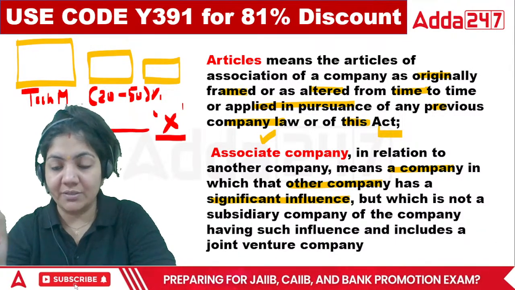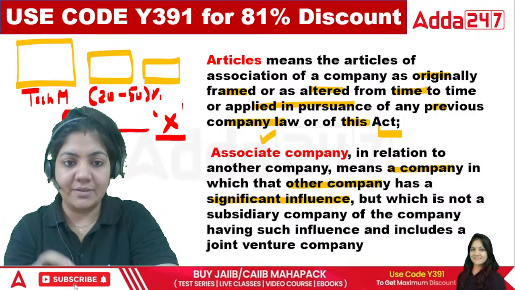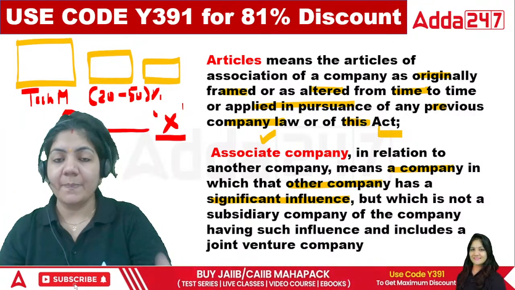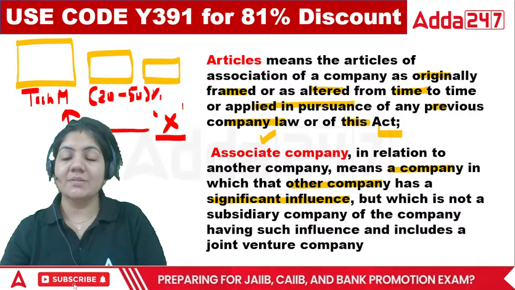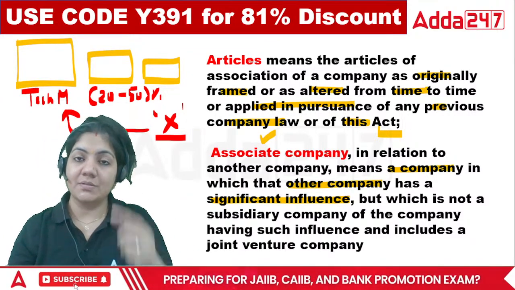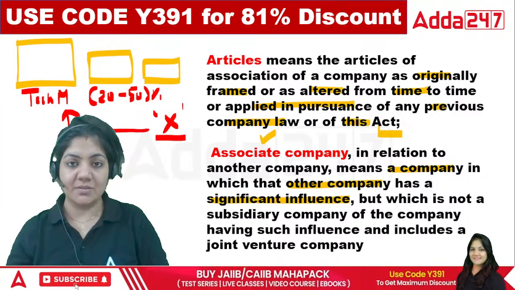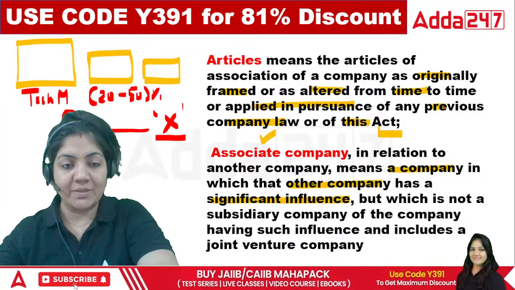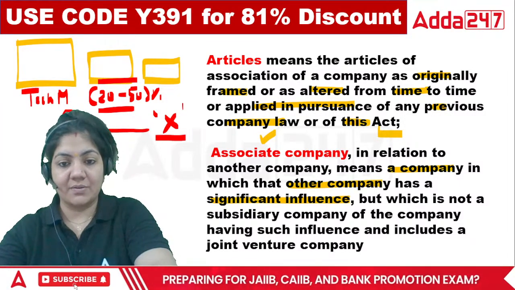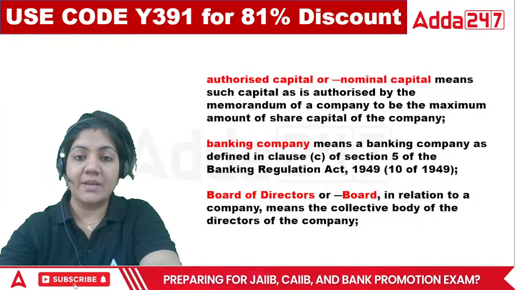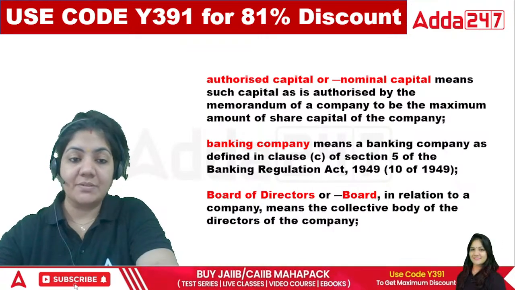So we have just learned the exact percentage. If we talk about holding and subsidiary, the holding company takes more than 51% share of the subsidiary company. This is called holding and subsidiary. So in the associate company, you have to learn that it is 20 to 50%.